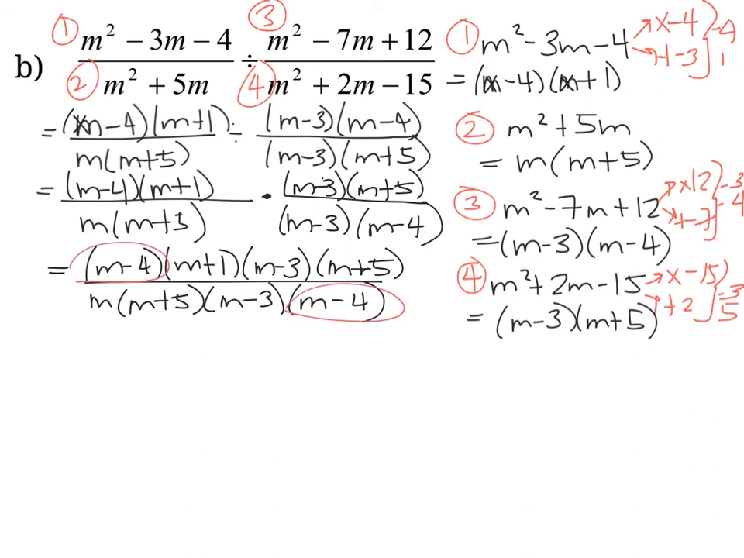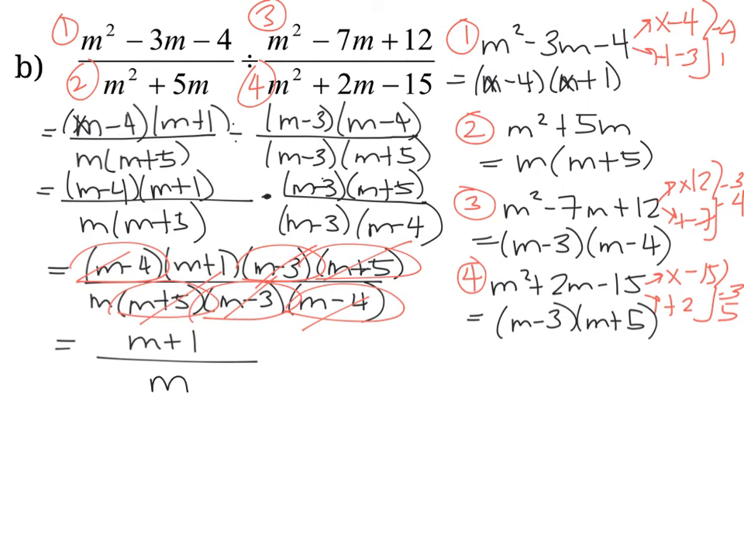So we have m minus 4 common factors. We have m plus 5 and m plus 5 also common factors. And we have m minus 3 and m minus 3 common factors. So the only thing we have left on the top is actually m plus 1. And the only thing we have left at the bottom is just m. So we're going to put m.